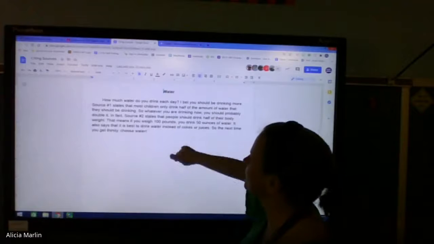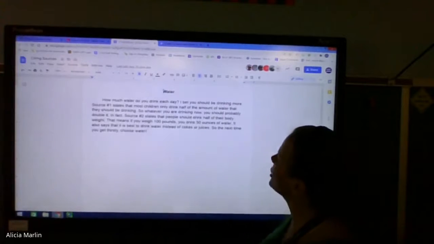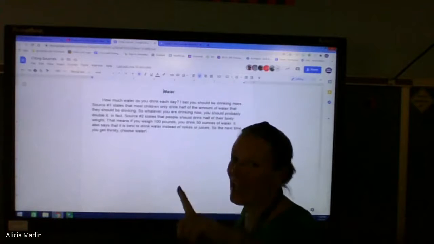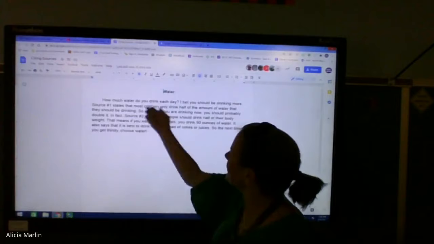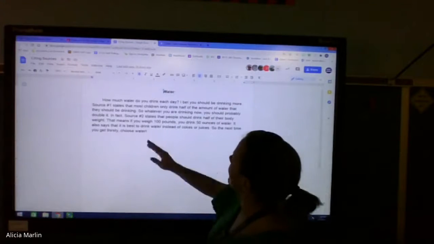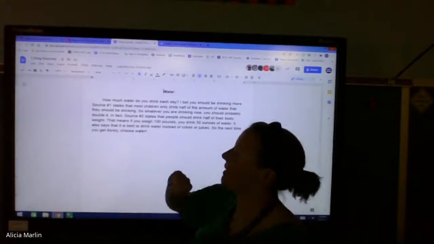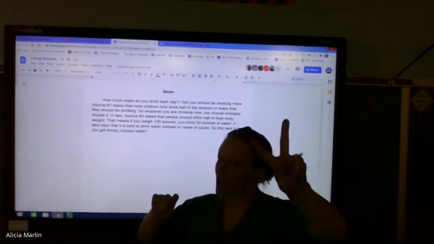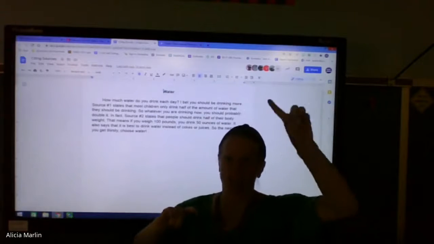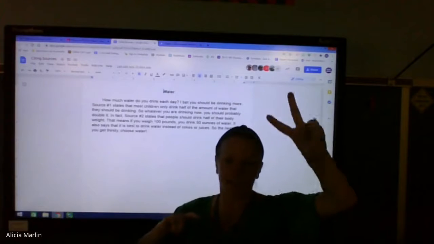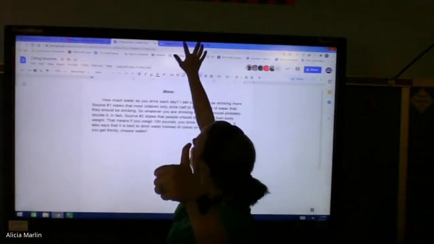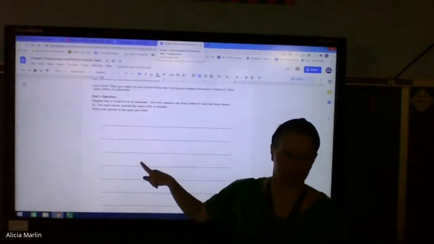Okay, let's look at this. How much water do you drink each day? I bet you should be drinking more. Source number 1, whatever it was, says most children can only drink half the amount of water that they should be drinking. So whatever you're drinking now, you should probably double it. In fact, source 2. Do you see how this paragraph is saying source 1, source 2? Thumbs up if you see that. That's what you need to do for this question.